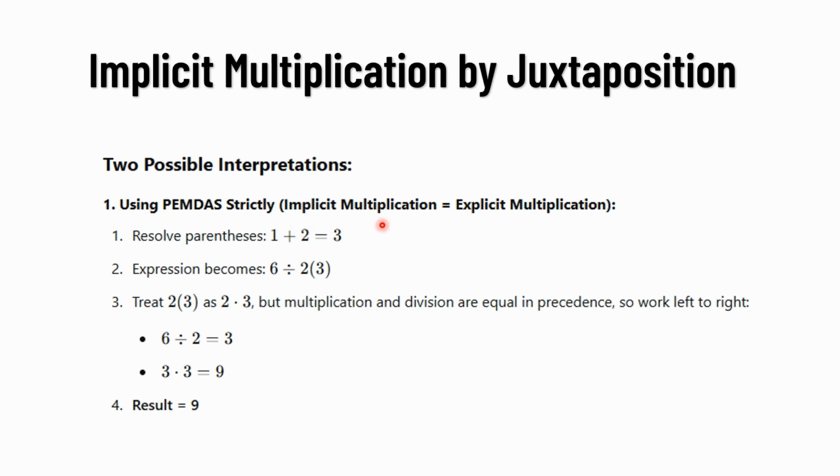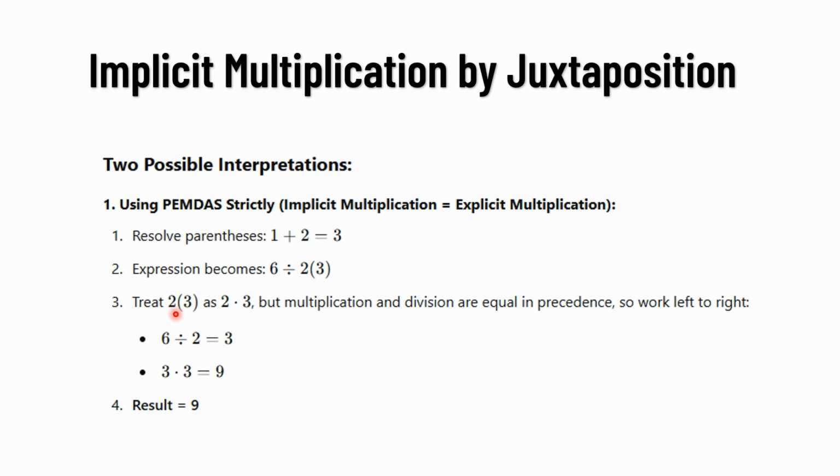I know that in algebra, there's been a lot of use in scientific journals. There's been a lot of use of implicit multiplication. But if you're using PEMDAS strictly, the strict interpretation that's used, there's no difference between implicit and explicit. So you resolve inside of those parentheses first. Your 1 plus 2 equals 3. Then your expression becomes 6 divided by 2 times 3.